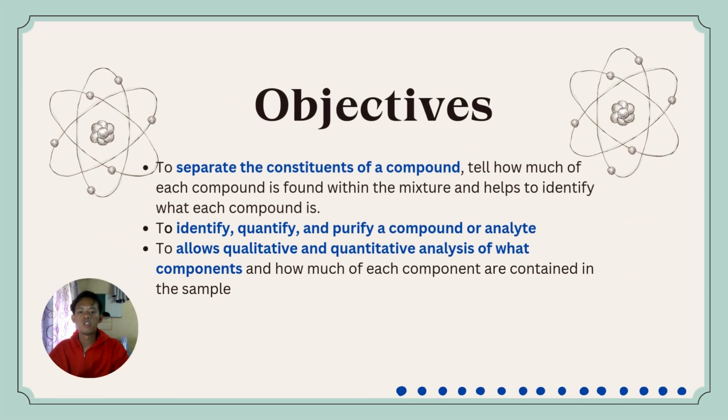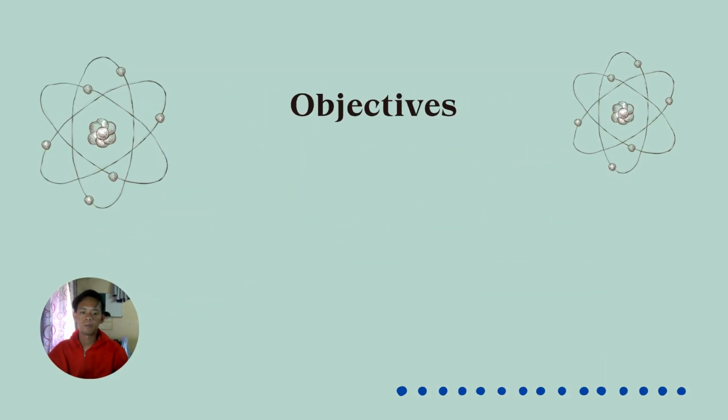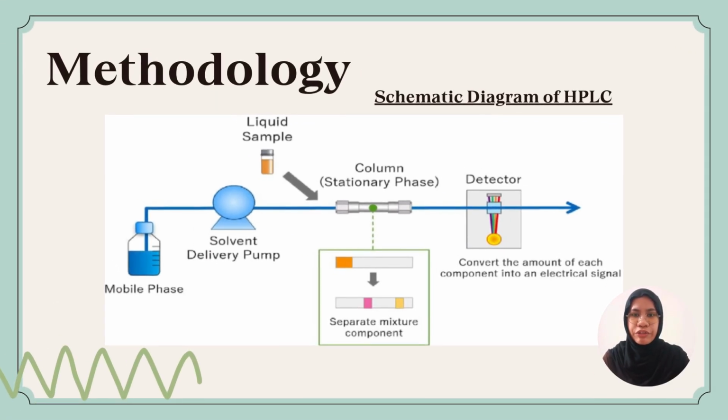Objective: There are three objectives of HPLC: to separate the constituents of a compound, tell how much of each component is found within the mixture, and help to identify what each compound is. Secondly, to identify, quantify, and purify a compound or analyte. Thirdly, to allow qualitative and quantitative analysis of what components and how much of each component are contained in the sample. Moving on to the methodology, here is the schematic diagram of HPLC.